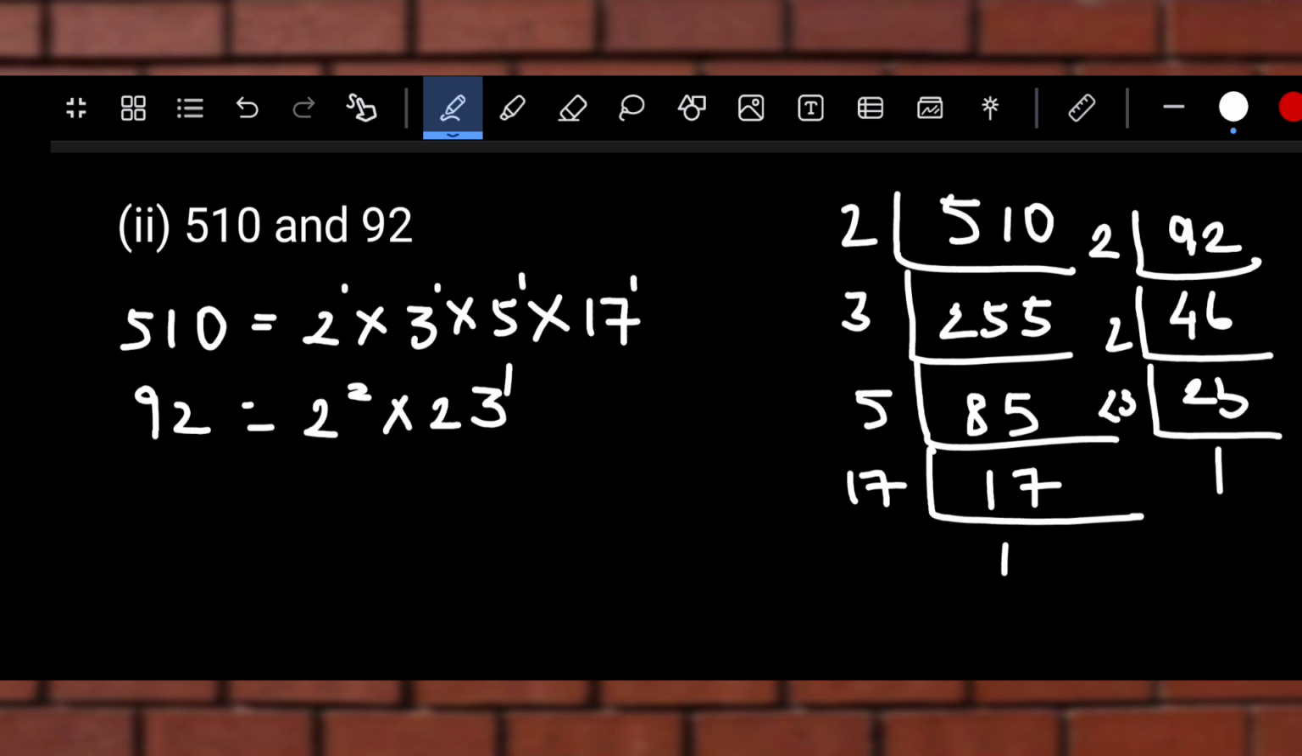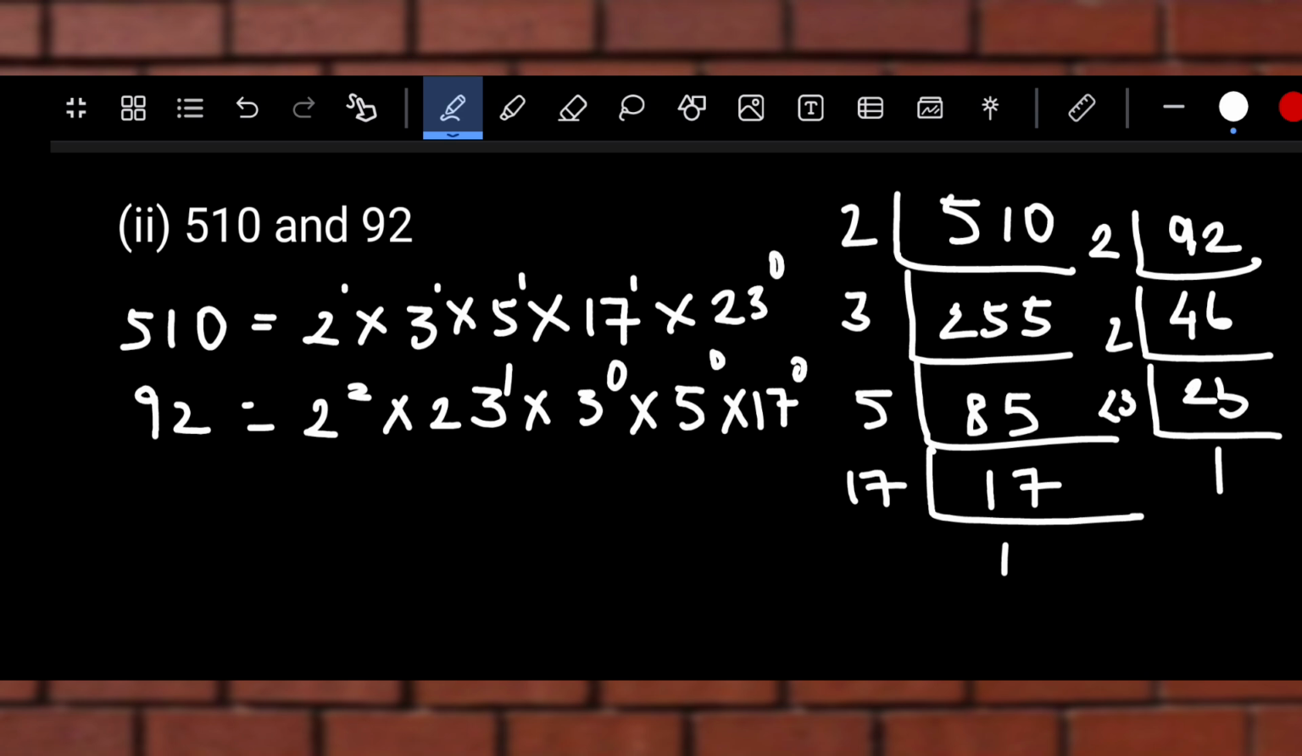Now I'll write whichever number is missing. In 92, you don't have 3. So 3 to the power 0. You don't have 5, 5 to the power 0. You don't have 17, 17 to the power 0. And in 510, you have 2, so I'll not write 2. We don't have 23, so I'll write 23 to the power 0.